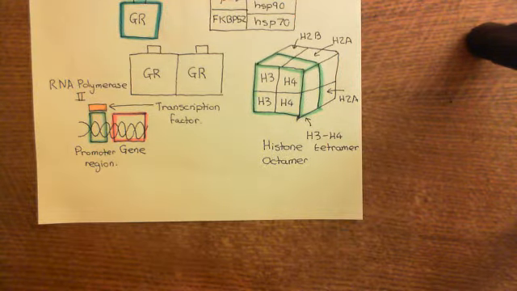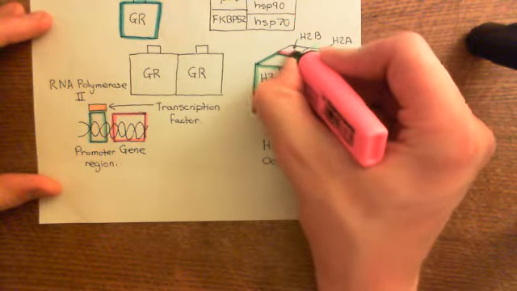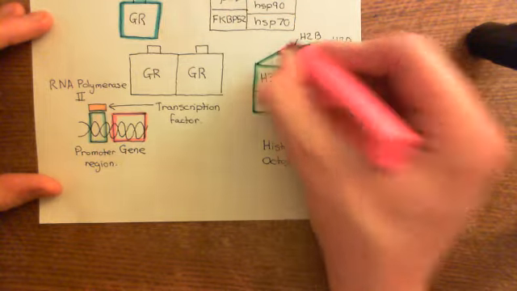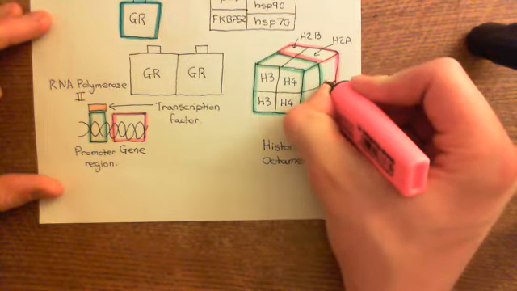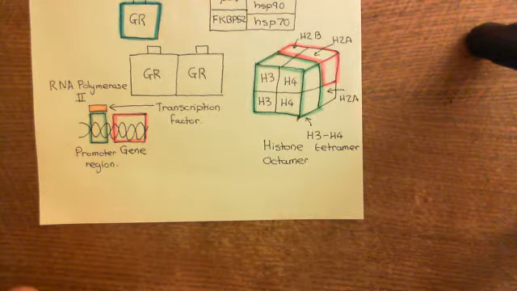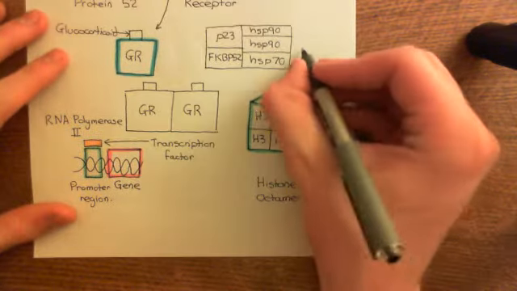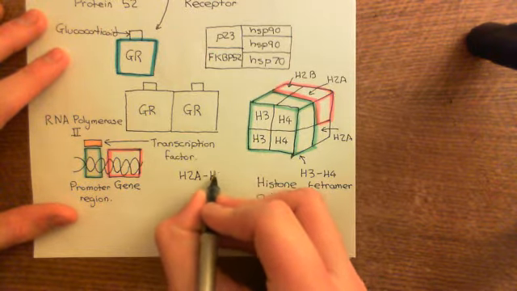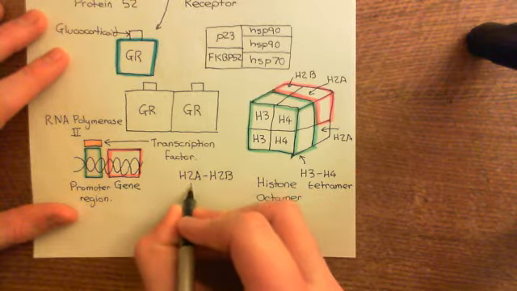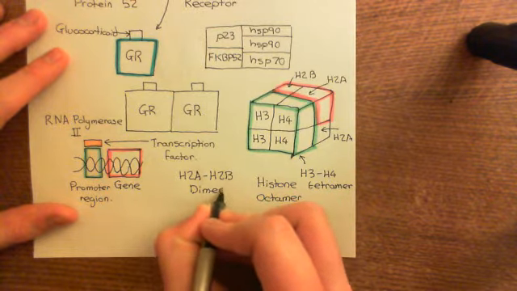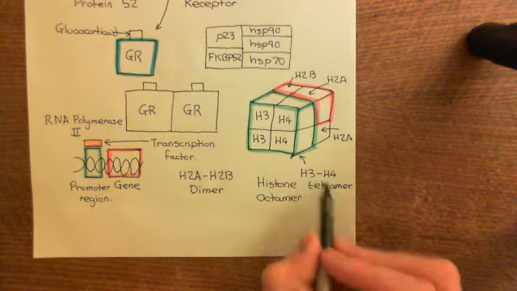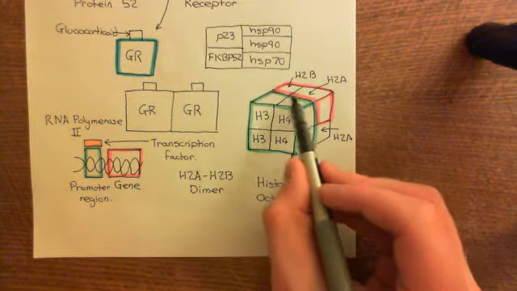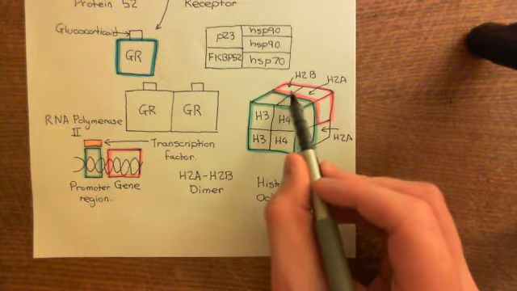Okay, now these structures are divided up as well, but they're not divided into tetramers. Instead, they're divided into dimers. So this structure here, consisting of a histone 2A with a histone 2B, is what is known as a histone 2A, 2B dimer. Let me put this down here. Histone 2A, histone 2B dimer. So basically, the histone octamer is made up of the H3 H4 tetramer, where you have two H3s and two H4s joined together, and then it's made up of two H2A and H2B dimers.